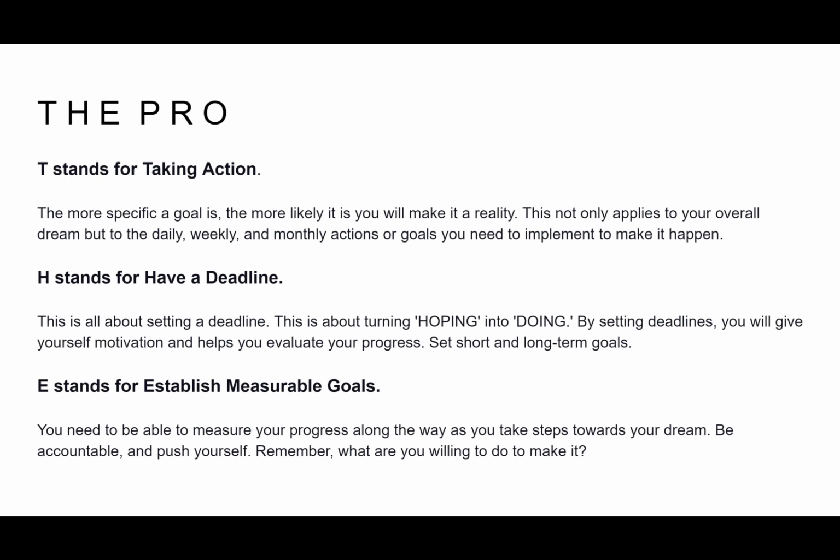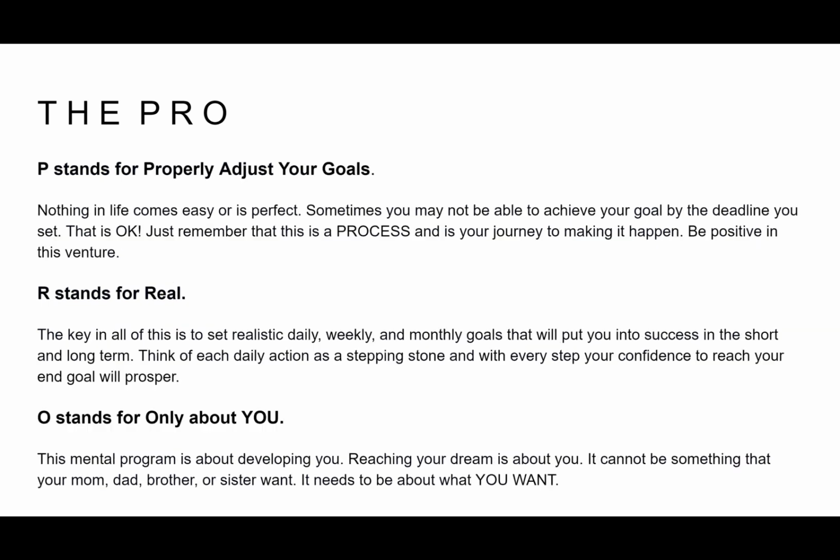Okay, E, the measurable goals. This is making sure that you're taking the steps along the way. You're deciding what you're willing to give up or what you're not willing to give up, but then you have the goal set up to help you get to the dream for your deadline.